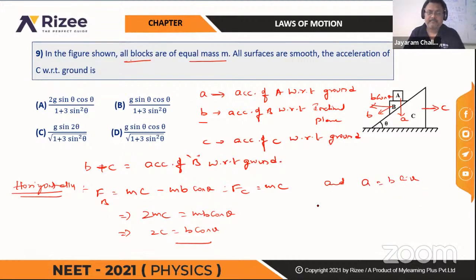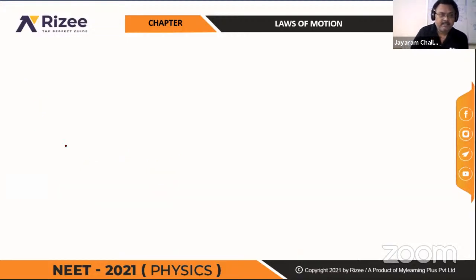So from this, we get C equal to B by 2 cos theta. This is what he has asked, the acceleration of C with respect to the ground. To write C equal to B by 2 cos theta, we don't have the B value, so for that I have to determine the B value. So now applying Newton's laws of motion.